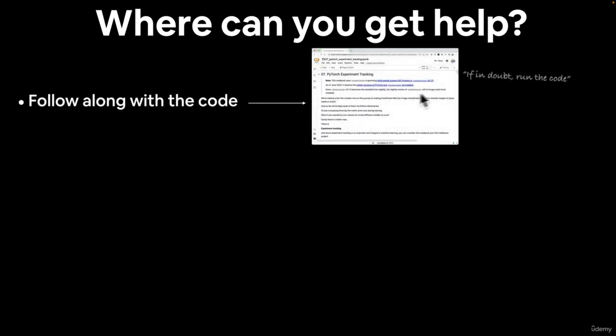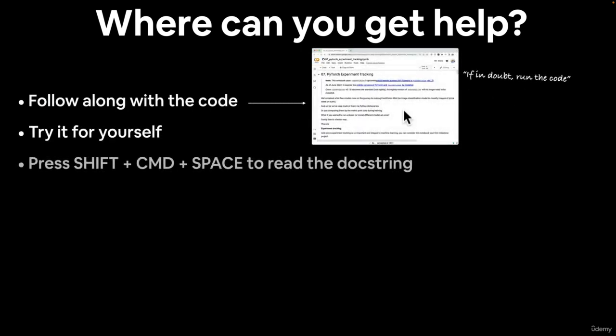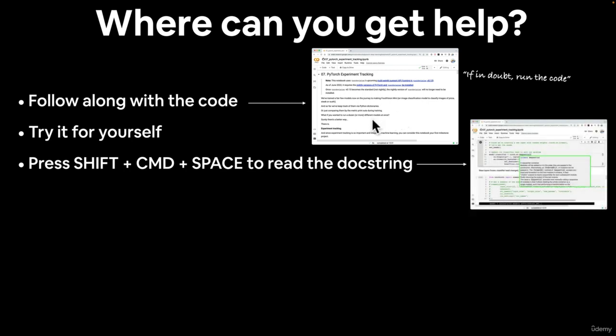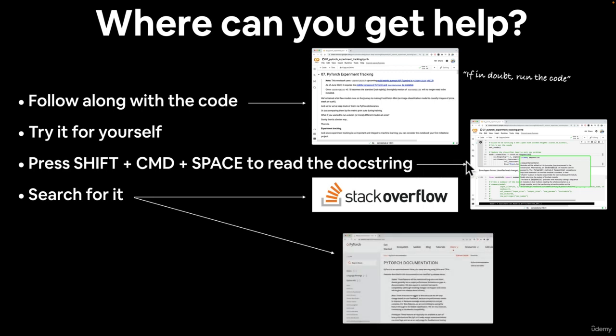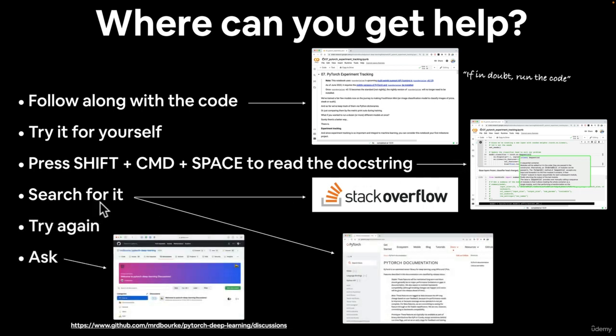But let's get started answering the most important question: where can you get help? The first thing you can do is to follow along with the code. If in doubt, run the code. If you're not sure of something, see what its inputs and outputs are. Try it for yourself. Press Shift Command and Space to read the docstring for help of any of the functions we're using. If you're still stuck, try searching for it. You'll probably come across Stack Overflow or the PyTorch documentation, which we've had plenty of hands-on practice with so far. Then of course, try again. If in doubt, run the code.